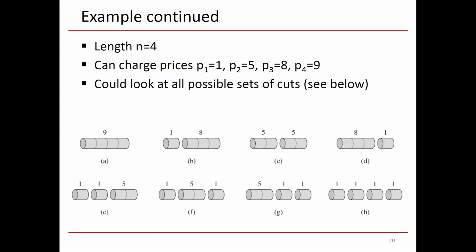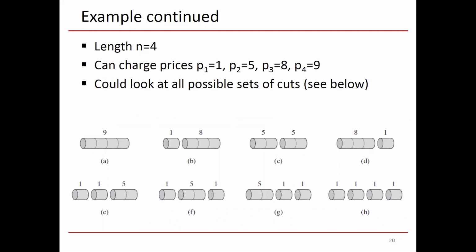Now we skipped over solution C, cut it into 2 parts of length 2 each. Each of those length 2 rods is worth $5. The total of 5 plus 5 is $10. Solution C is better than A, B, and D.